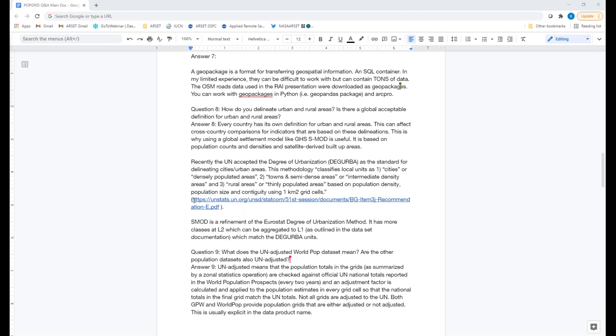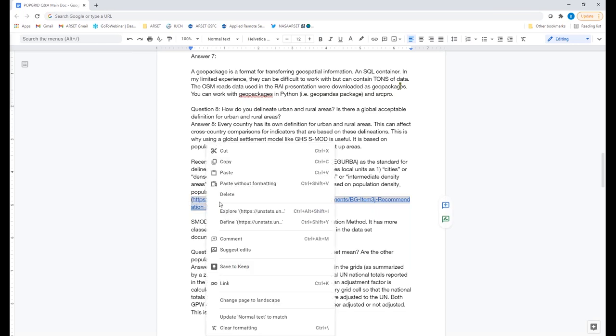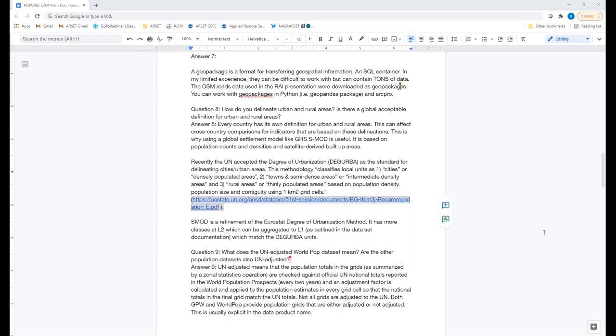But generally, every country has their own way of defining their urban and rural areas, and so this is an issue for indicators that are based on urban-rural delineations. It affects the way that we can compare each country's results and progress towards the indicators. So that's why global settlement models like GHS SMOD, which we use for the global RAI, are helpful, because they take a standard approach to defining urban and rural areas globally based on population counts, densities, and satellite-derived built-up areas.